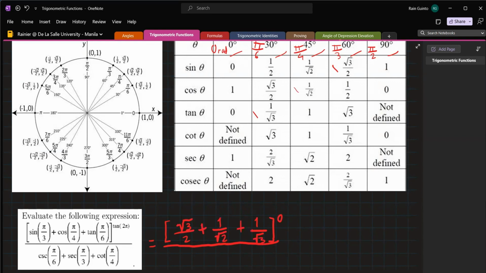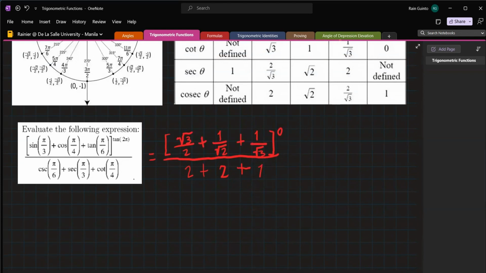So now let's look for the values that are below. The cosecant of pi over 6 is equal to, 30 degrees, and its cosecant is 2. Then we have the secant of pi over 3. Pi over 3 is 60 degrees, and its secant is also 2. Then the cotangent of pi over 4. We know that pi over 4 is equal to 45 degrees, and its cotangent is 1.